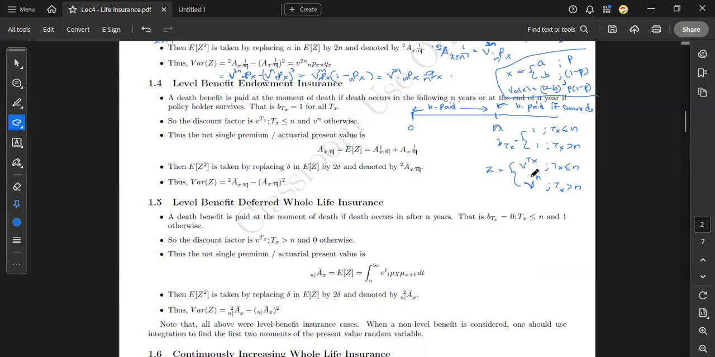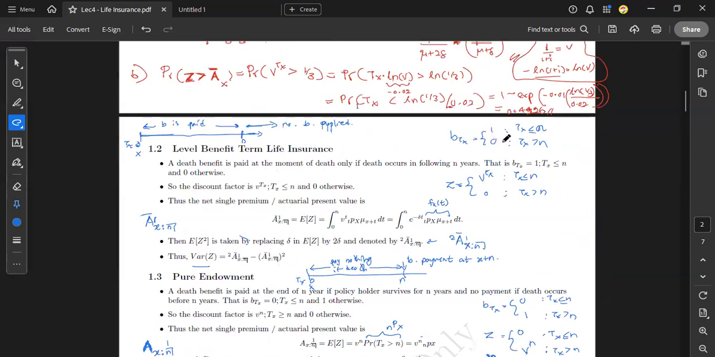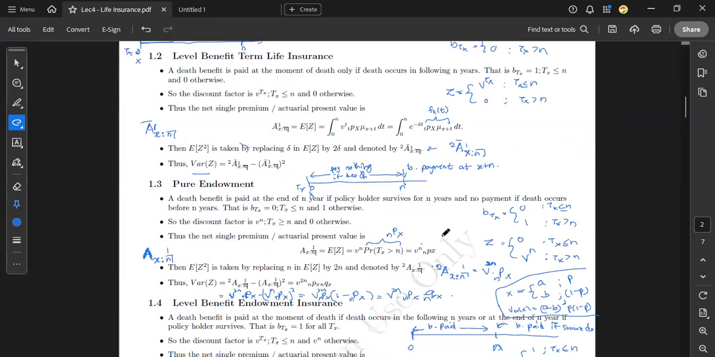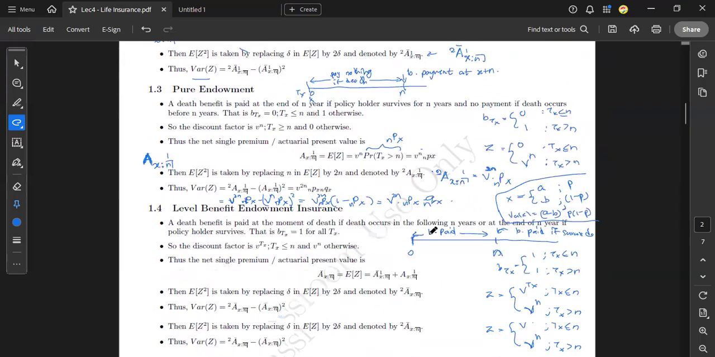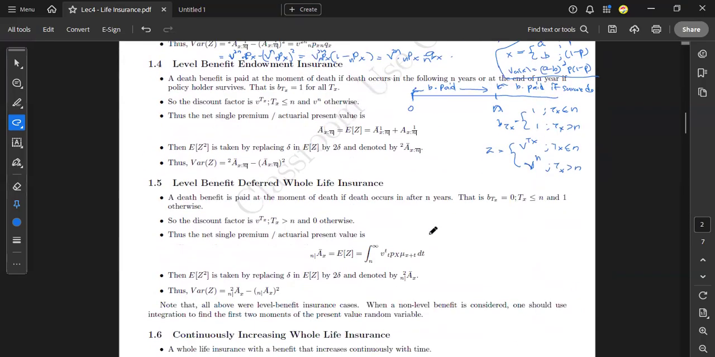So this is a summation of the term life and pure endowment, so you don't need to do integration here. The actuarial present value, the net single premium of a continuous endowment insurance of n terms, is the summation of the actuarial present value of a term life insurance of n years plus the actuarial present value of the pure endowment for n years. So that is the equation.